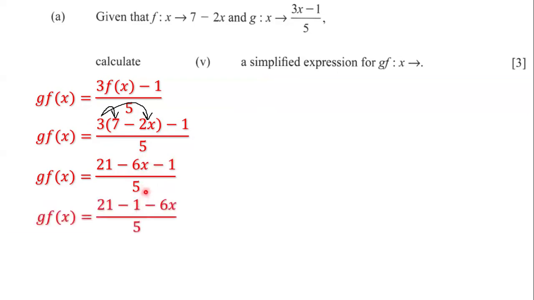Next, what is 21 minus 1? 21 minus 1 is equal to 20. So we have g of f of x is equal to 20 minus 6x all over 5. And that's what g of f of x is equal to, and that's the answer to this question.